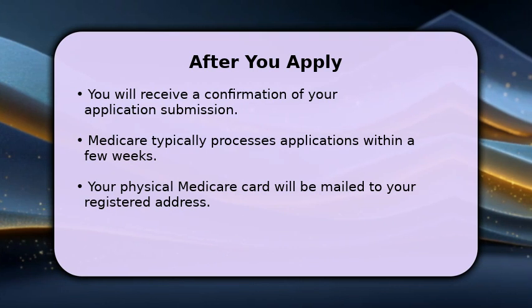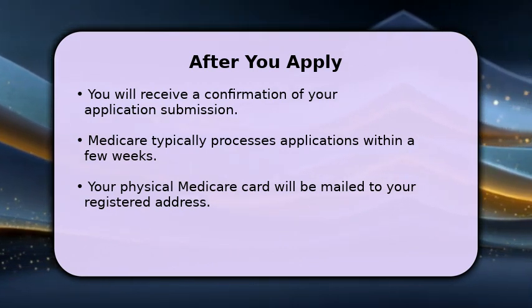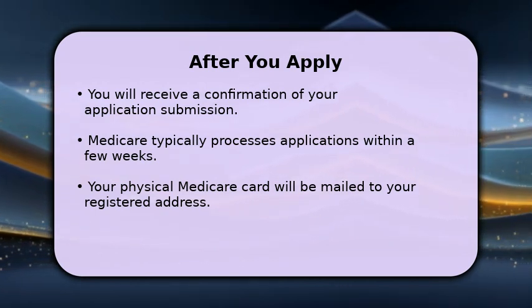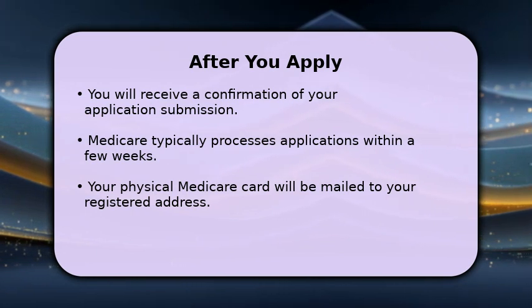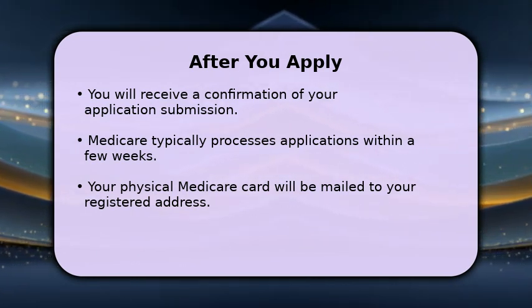Once approved, your physical Medicare card will be mailed to the address you provided. In the meantime, you can often access a digital version of your Medicare card through the MyGov app, allowing you to use services while awaiting your physical card. Keep an eye on your MyGov inbox for updates.